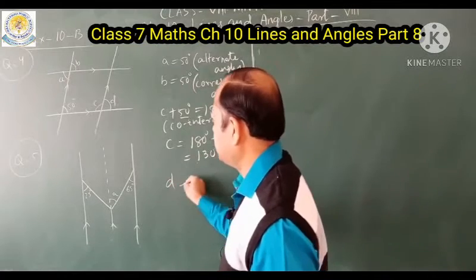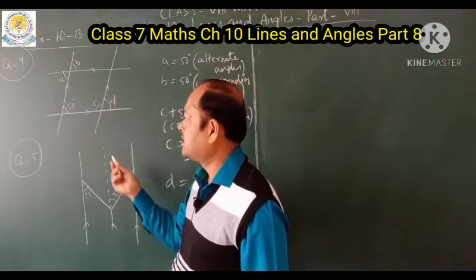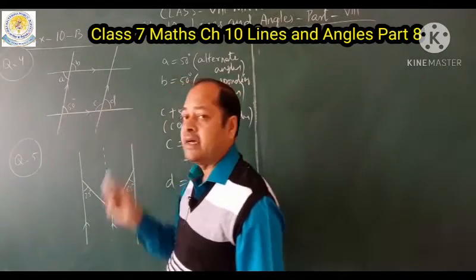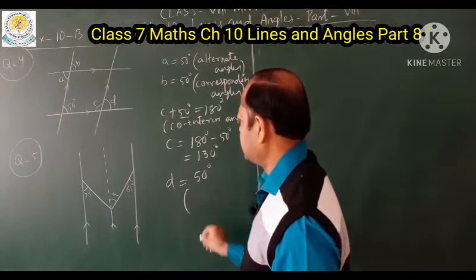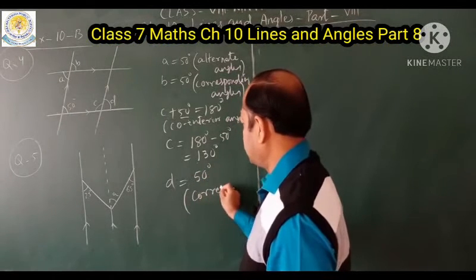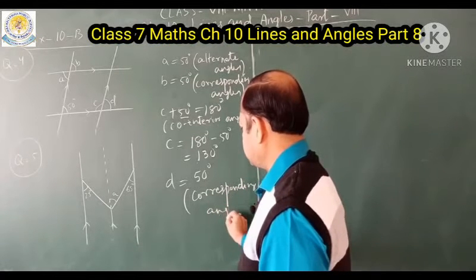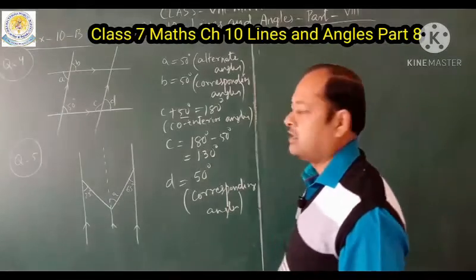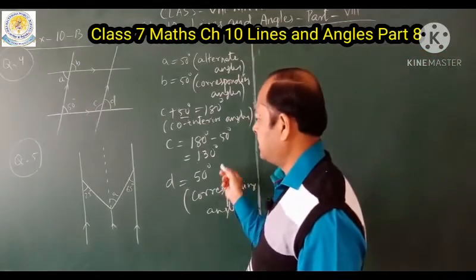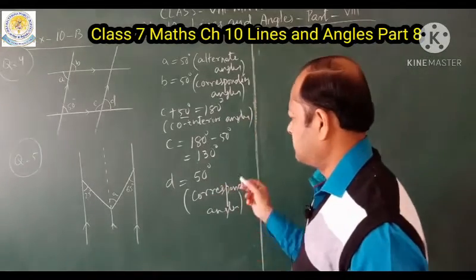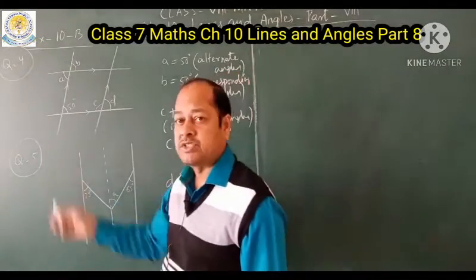Now what is the D value? C and D are also a linear pair. That is one of the reasons. Also 50 and D are corresponding angles. So you can write D equals 50 degrees. The reason is corresponding angles. So we have got the value of A as 50, B is 50, C is 130 and D is 50 degrees. Okay. Now look at the next figure, that is question number 5.